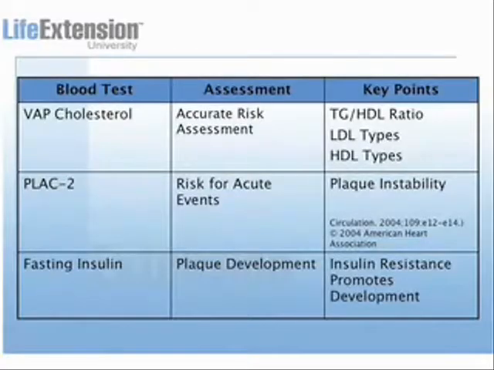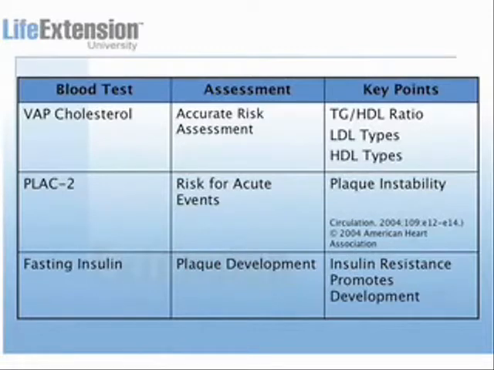These tests are not in any specific order, but the first one I want to mention is what is called a VAP cholesterol test. This is a very detailed analysis of your cholesterol levels that better assesses your risk for plaque development. The second one is called a Plaque 2 test. This one assesses your risk for having an acute event, like an acute heart attack.